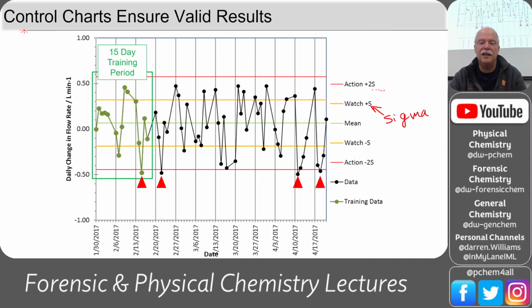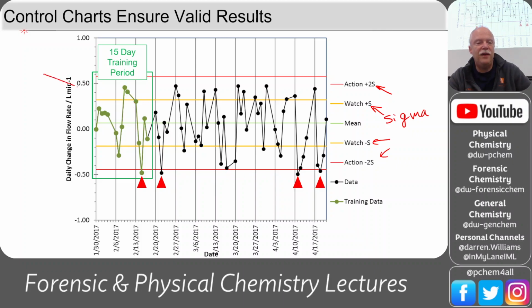And then the action limit is the mean plus 2 sigma. The lower watch limit is the mean minus sigma, and then the bottom one is the mean minus 2 sigma. And then we have some indications here of 4 data points that were out of control low.